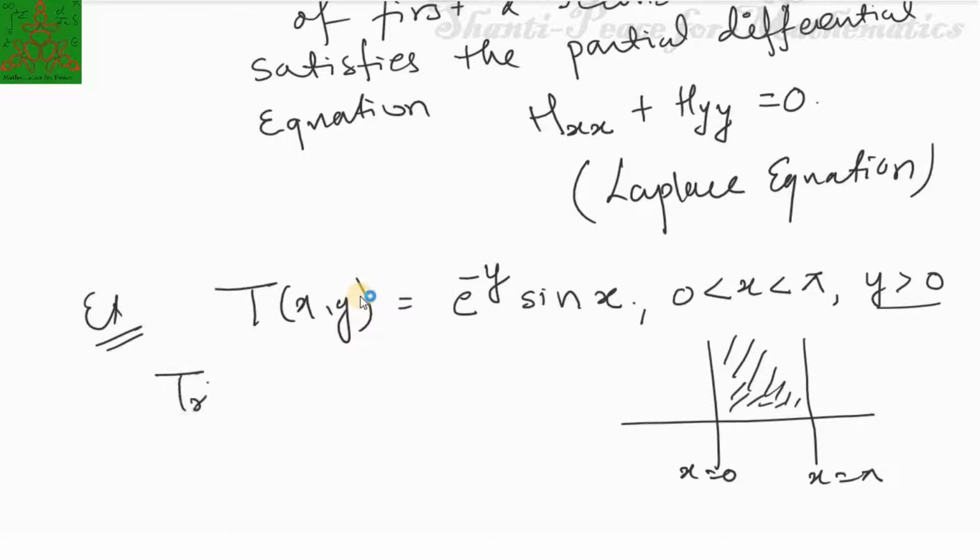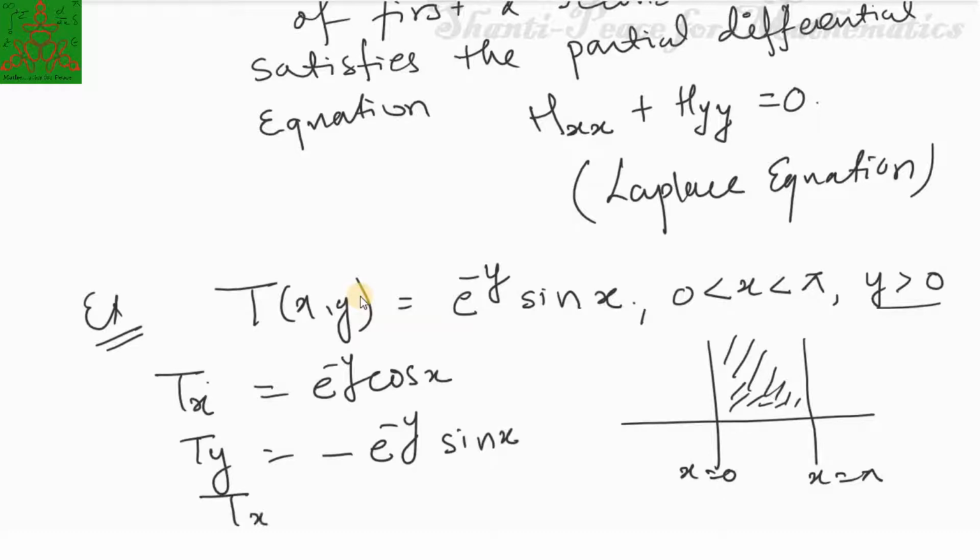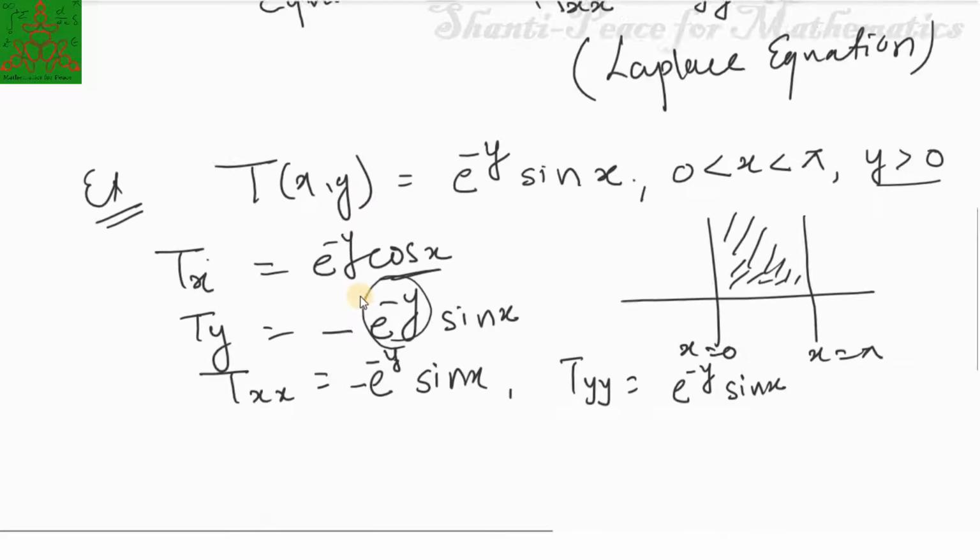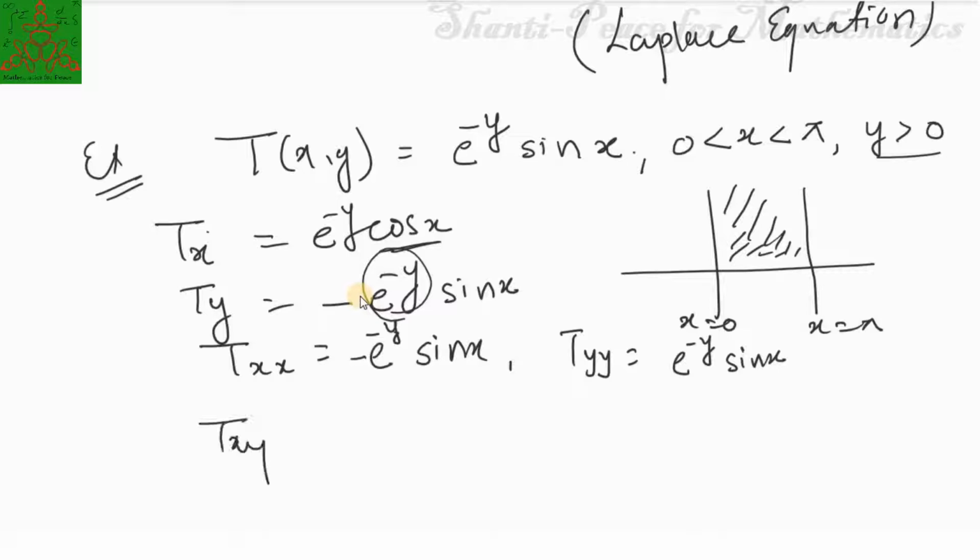Taking the first order partial derivatives, Tx is e raised to minus y cos x, and Ty is minus e raised to minus y sin x. Txx is e power minus y times the derivative of cos x, which is minus sin x, so minus e power minus y sin x. Tyy will be e power minus y sin x, because the derivative of e power minus y brings out a minus again. T of xy will be minus e power minus y cos x, and T of yx will also be minus e power minus y cos x.